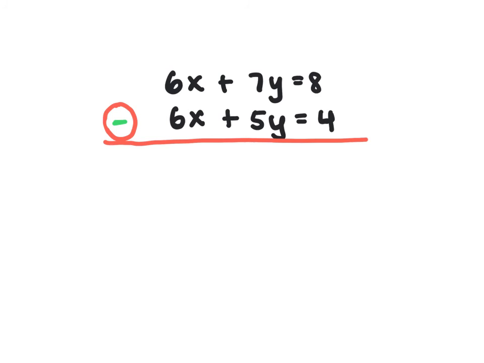So if I'm going to subtract, I've got 6x minus 6x, and so that's going to be 0x. So I don't even need to write it. 7y minus 5y, that's 2y. 8 minus 4, that's going to be 4. And so now my goal is to get the y by itself. It's being bothered by 2 by multiplication, so I'm going to divide, and then y equals 2. So it all kind of works out nicely right now.